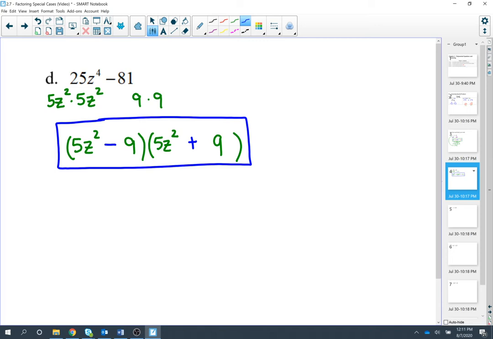Okay, notice this time I switched up the plus and the minus. It doesn't matter. You can put it here, you can put it there, the plus could be here, the minus could be here. It does not matter. You're fine as long as one of them is in fact a plus and one of them is in fact a minus.